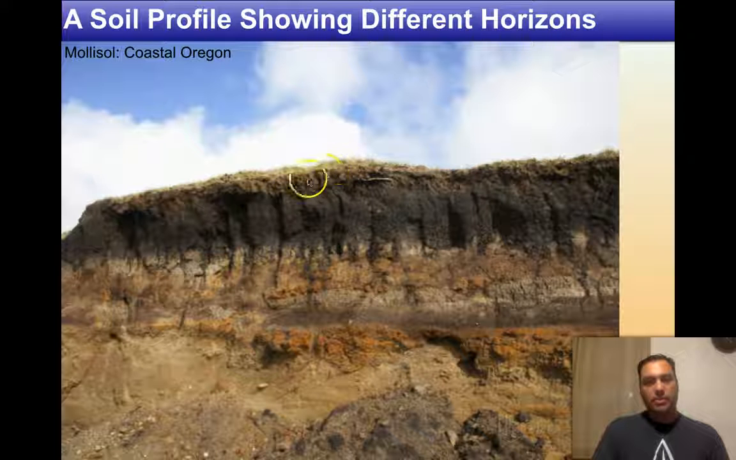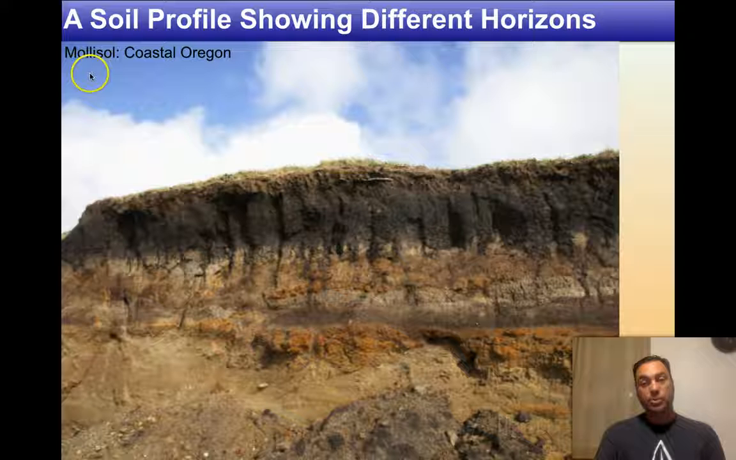Here we have the O horizon up here on top, a very nice and well-developed A horizon. And sitting right below it is this patch. This is a mollisol, by the way, in coastal Oregon. Mollisol is a soil that forms in grassy areas. And so here we see an area of leaching very clearly right in here, okay?